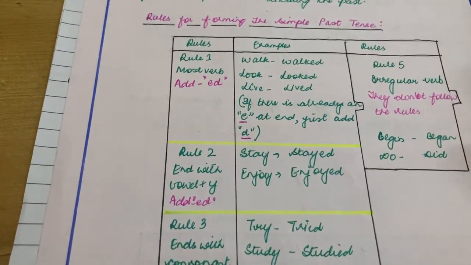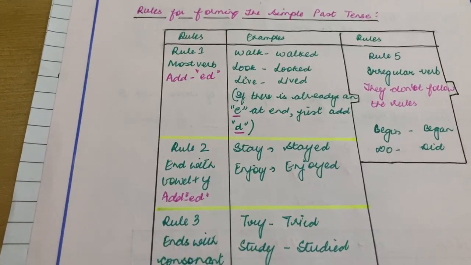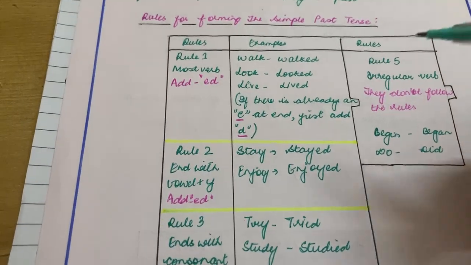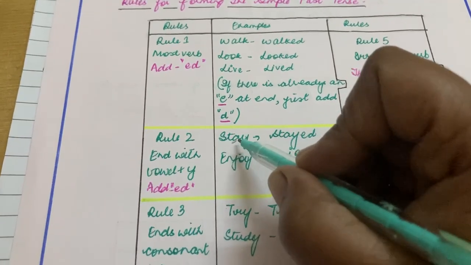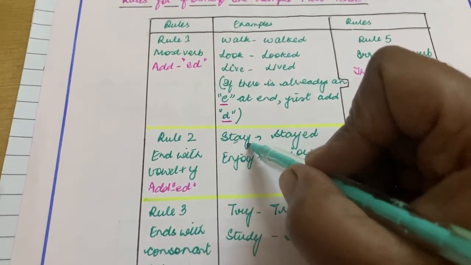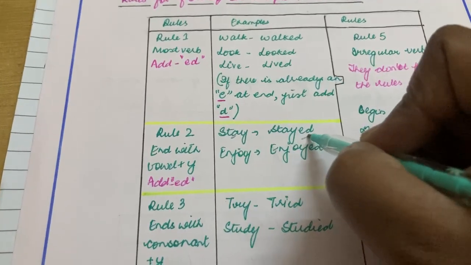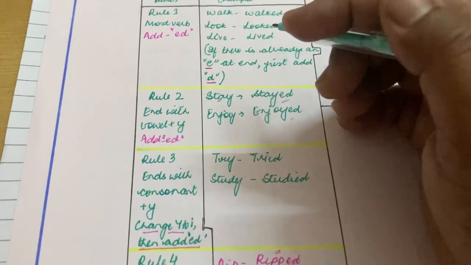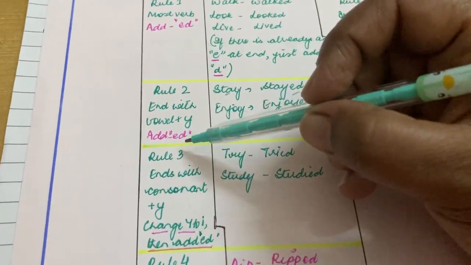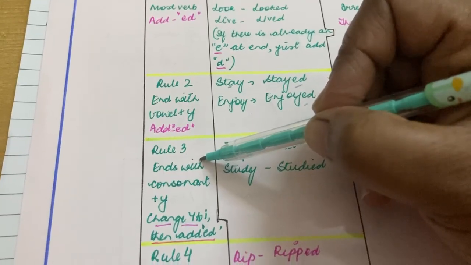Then rule 2 is verbs that end with vowel plus y. So here, stay: a is a vowel, and after a comes y. So what we'll do, we'll again add ed to it. Enjoy, enjoyed.